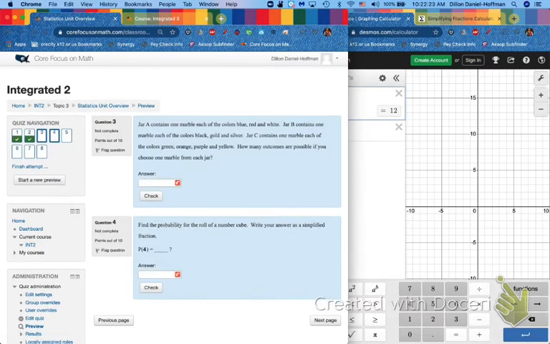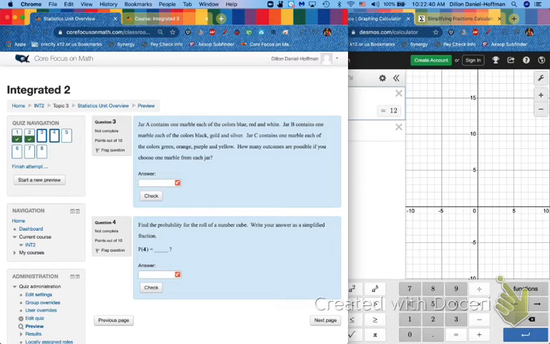All right, number 3. Jar A contains 1 marble, each of the colors blue, red, and white. Jar B contains 1 marble, each of the colors black, gold, and silver. Jar C contains 1 marble, each of the colors green, orange, purple, and yellow. How many outcomes are possible if you choose 1 marble from each jar?